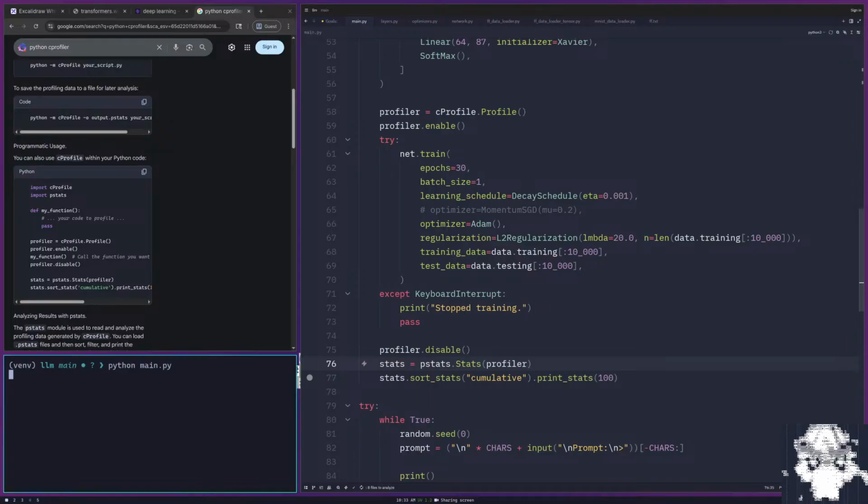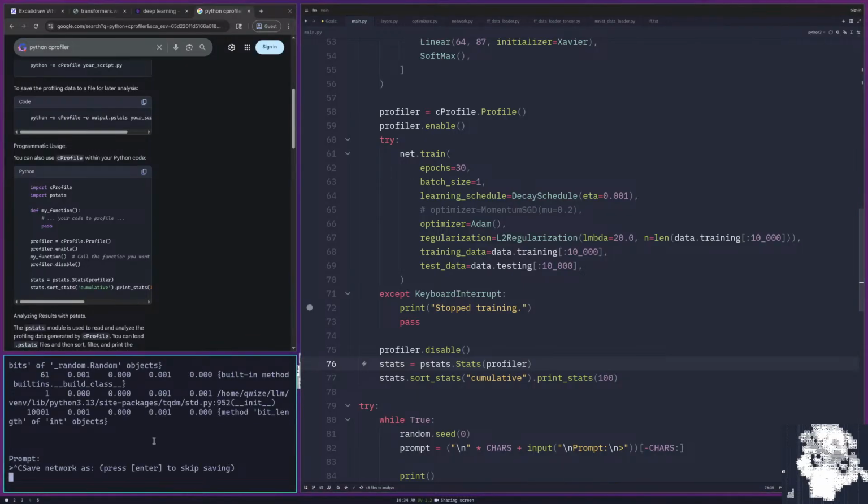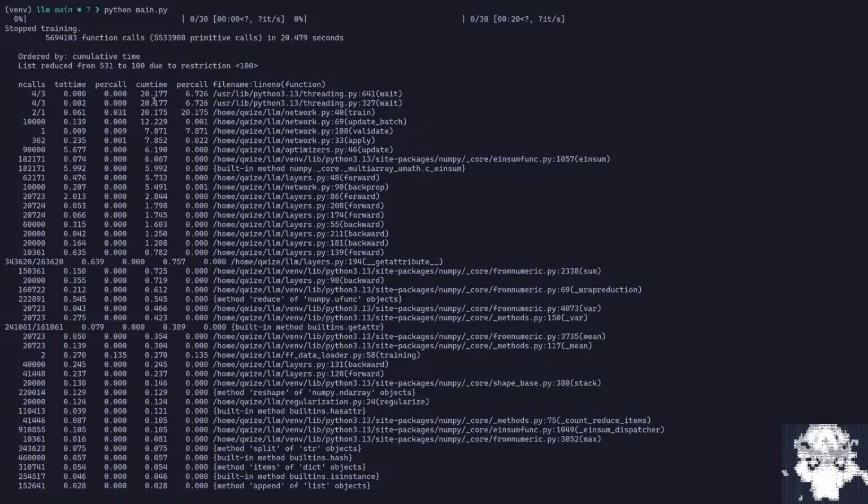What are you doing? I want to let it run for a few more seconds so that the time isn't dominated by the load. Oh, no, wait, I only started profiling after loading, so let's just kill it here. And then what does it say? Train, update batch, validate.